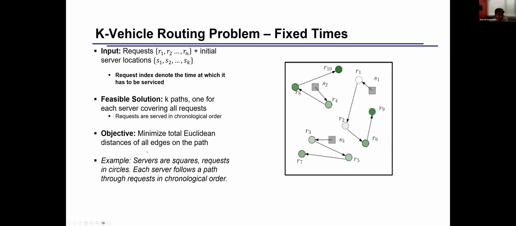So the goal, given this constraint on the path, is to compute the set of k paths that minimizes the total Euclidean distance of all the edges on these paths. If there are questions, please feel free to ask questions or clarifications on the problem.